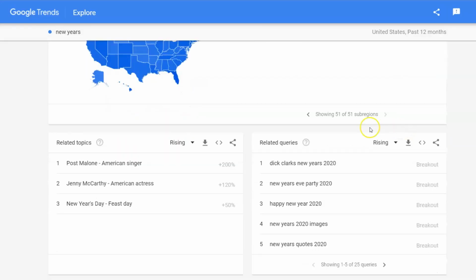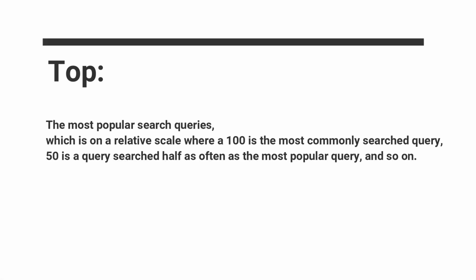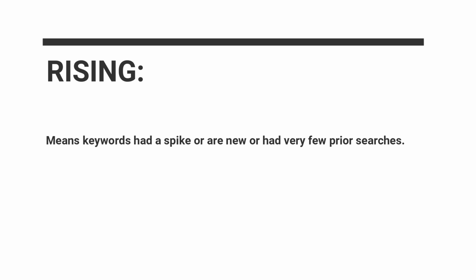As for related queries, there are two things that you need to look into. The first one is top and rising. Top keywords are the most popular search queries, on a relative scale where 100 is the most commonly searched query, 50 is a query searched half as often as the most popular query, and so on. Whereas rising means keywords had a spike, are new, or had very few prior searches. All these features make Google Trends an incredibly valuable tool for keyword research. It is great for marketers, webmasters, or other professionals to better understand their audiences.